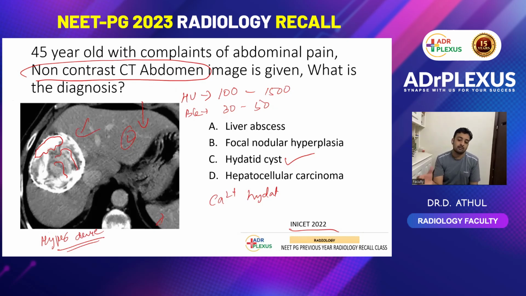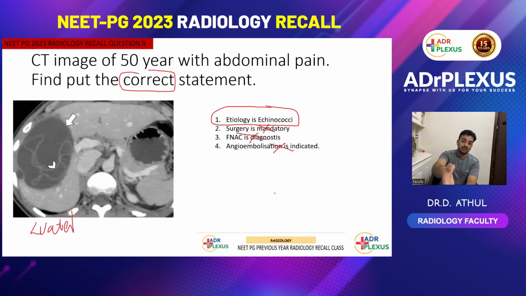So this is again a repeat, because we have already discussed all these things in our previous year recall session: how hydatid cysts will be seen in CT and all. In later stages, it will get calcified. This was the question that was asked in INI-CET 2022. Again, what happened in NEET 2023? They repeated the same sort of question. So topics which have been asked in one exam are very, very important. You should be thorough with the topics. That is the key.